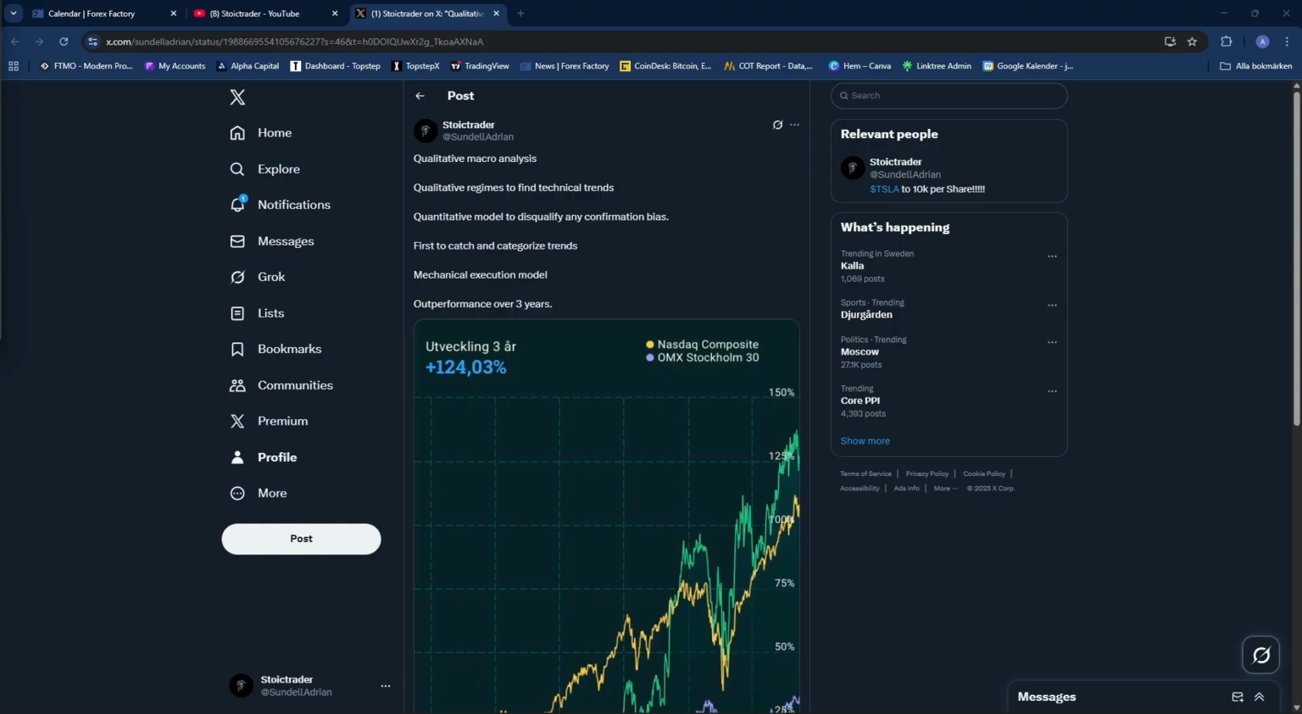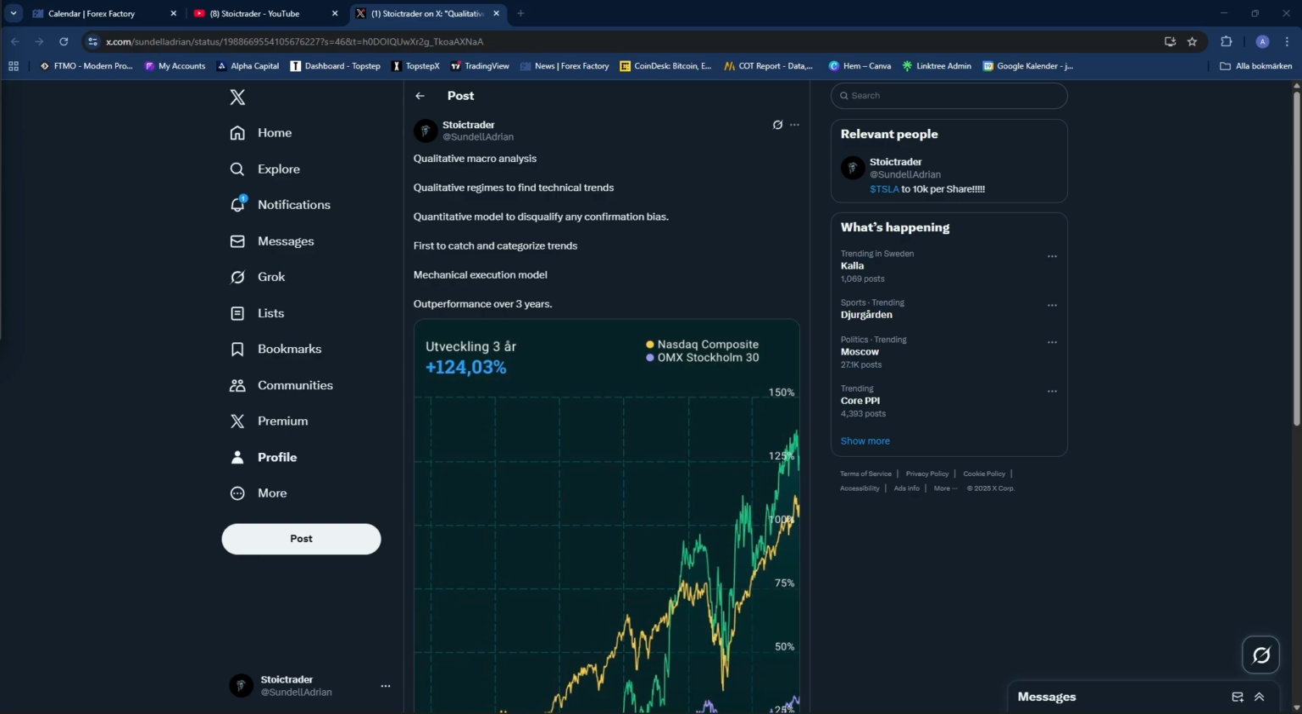So I start with doing a qualitative macro analysis, then essentially I follow through and do a qualitative regime, more or less to find technical trends in different assets. After that, I do a quantitative model to disqualify any confirmation bias, meaning I need to confirm both my regimes and my qualitative macro analysis through quantitative things, meaning numbers, scores, averages, to see if I'm biased in any given way in my qualitative and any of my other analysis.